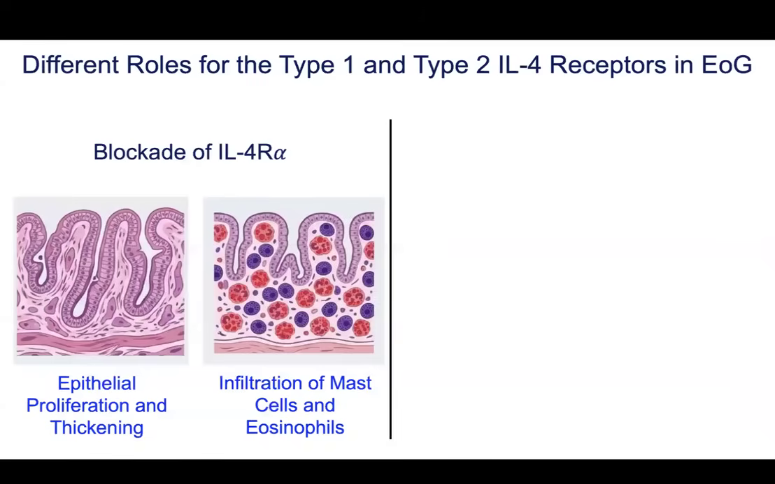IL-4 and IL-13 have key roles in multiple type 2 immune responses and are therefore key targets for therapy. Therefore, we were interested to determine whether IL-4 receptor alpha or IL-13 receptor alpha 1 have unique or overlapping functions in EoG. We found that if you block IL-4 receptor alpha, you can actually stop epithelial thickening and the infiltration of mast cells and eosinophils.